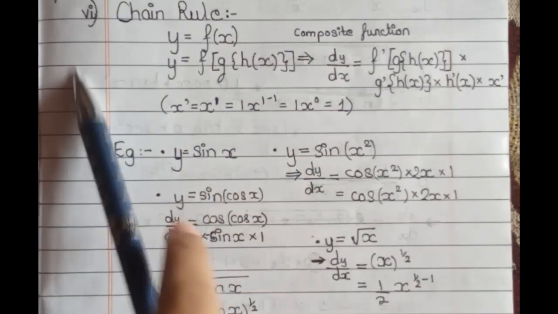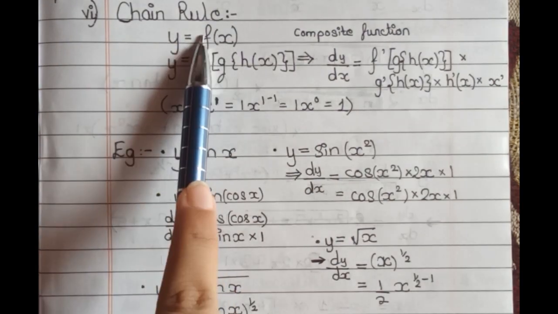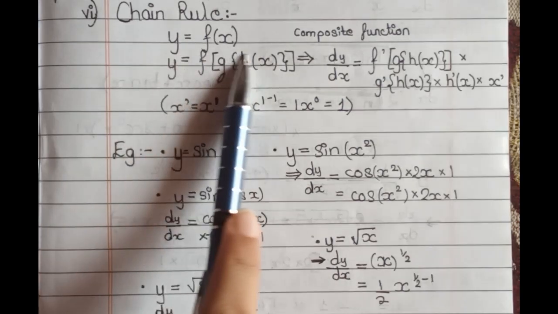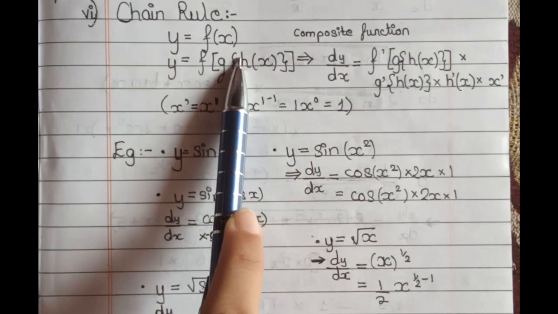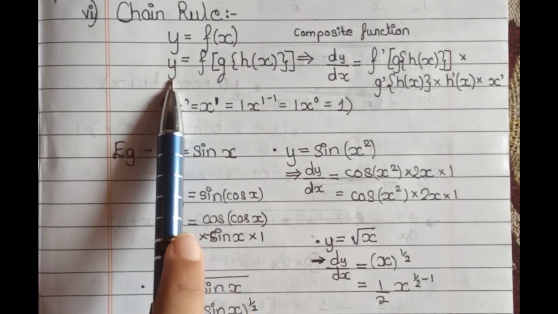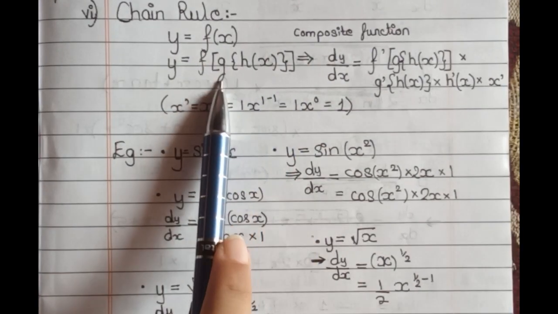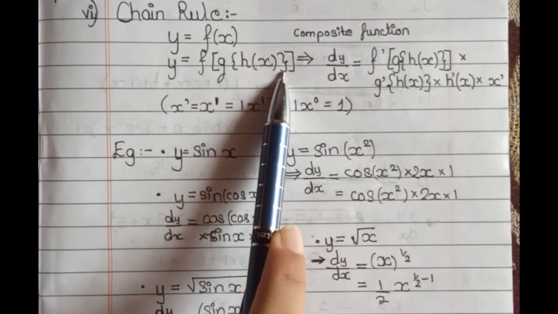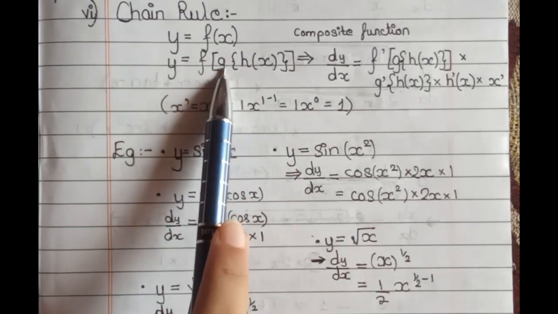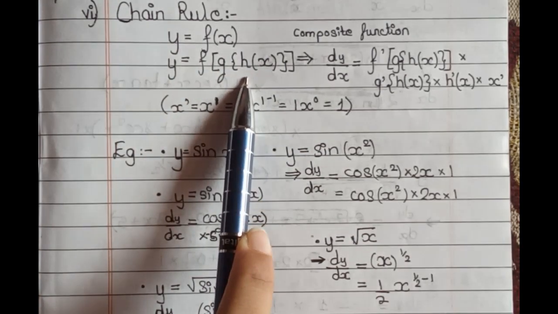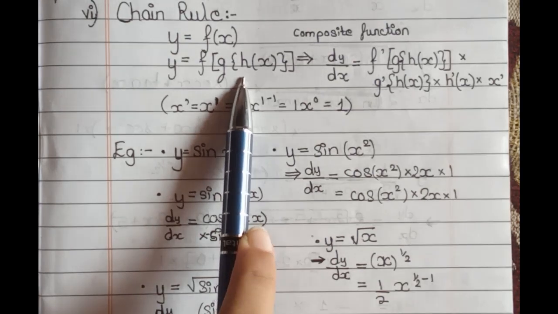Now let's begin with our next rule, that is called the chain rule. Here, if we are given a function y is equal to f(x), we know how to differentiate. But what if we are given a function in which there is a function like f of g of h of x? Here in one function there is another function, and in that function also there is another function. So how will we differentiate this one?